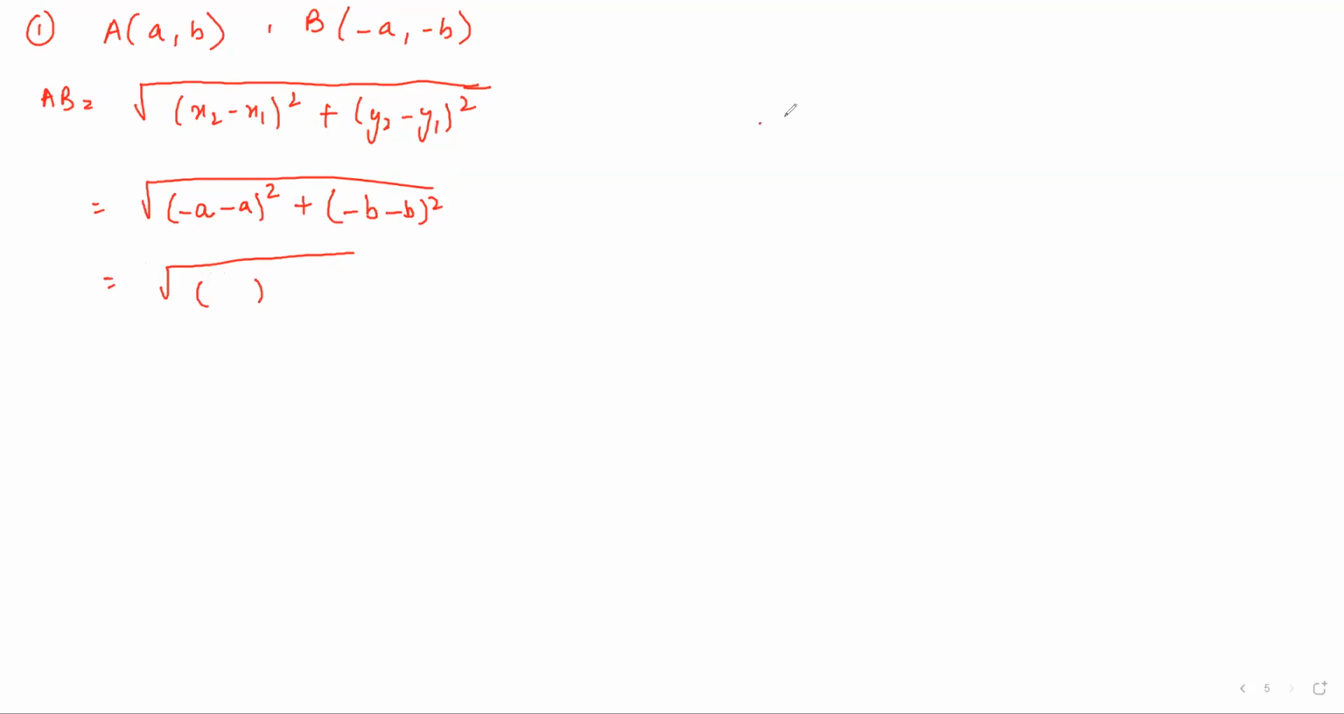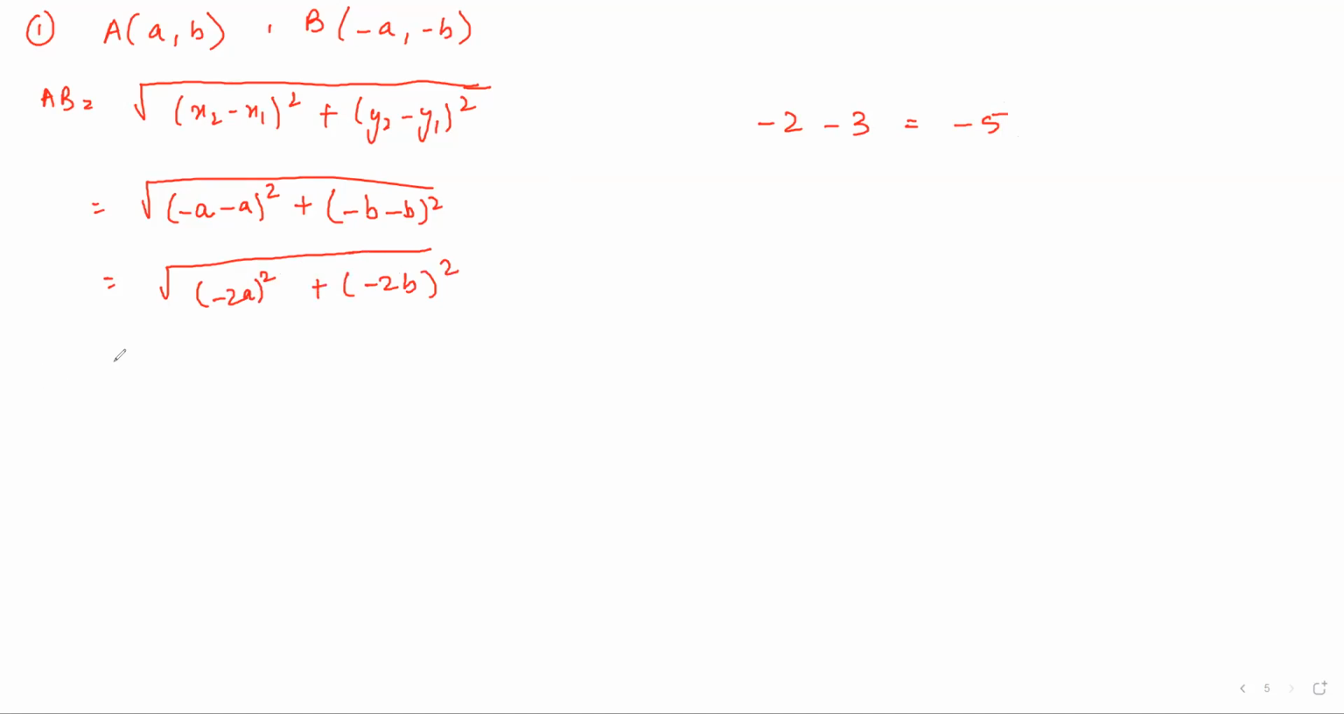Martin, if you have -2 and -3, what will be the answer? -5. Okay, same thing here because you are adding, right? Both are minus. So ultimately they are adding up with a minus sign. Minus 2a whole square, very good, and similarly -2b whole square.